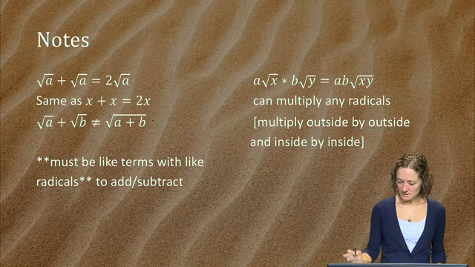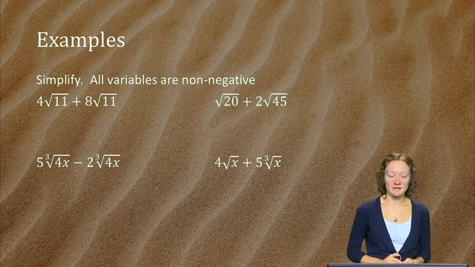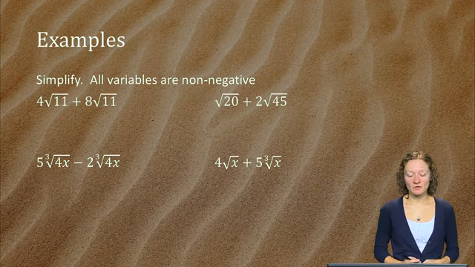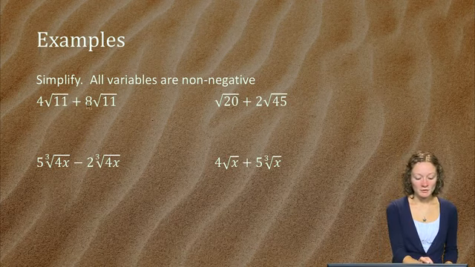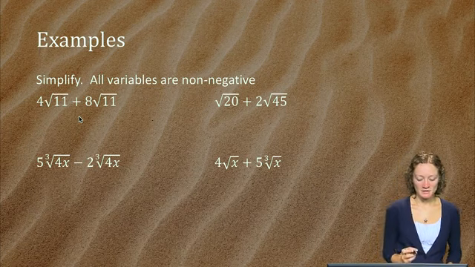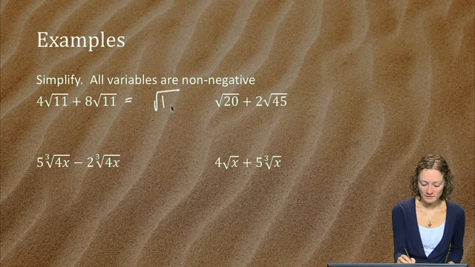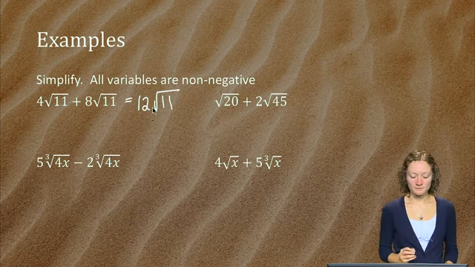All right, so let's see some examples. We'll simplify, and again, all variables represent non-negatives. So our first problem, 4 square root of 11 plus 8 square root of 11. The main question you need to ask yourself is, are these like radicals with like terms? They're both square roots, they both have 11 on the inside, and any variable on the outside matches. There is no variable. So these are like terms in the radical world. These combine together and they keep that square root of 11, and the outside pieces combine together. 4 plus 8 is 12.